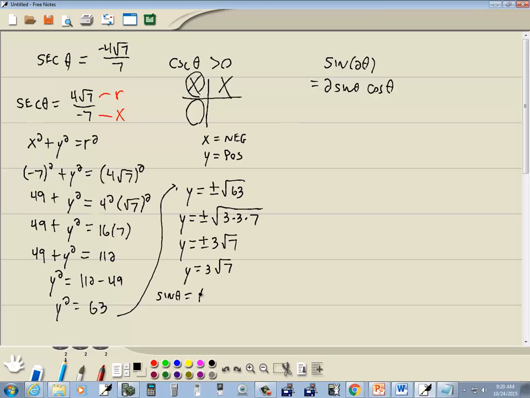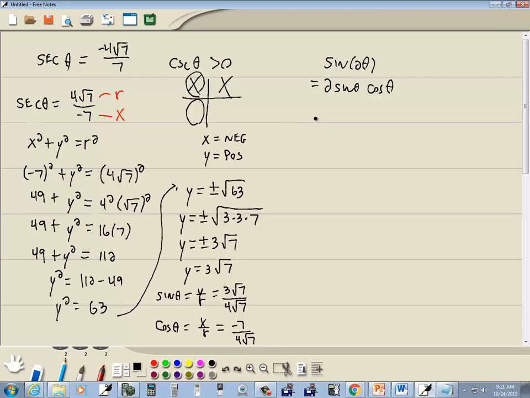Now sine theta is equal to y over r. So that's going to be 3 square root of 7 over r, and r is 4 square root of 7. Cosine theta is equal to x over r, and x was negative 7 over r, which is 4 square root of 7. Now notice I'm not trying to simplify this at all. You probably don't want to do that at this point. Oh, wait a minute. This one I probably do, but maybe not.